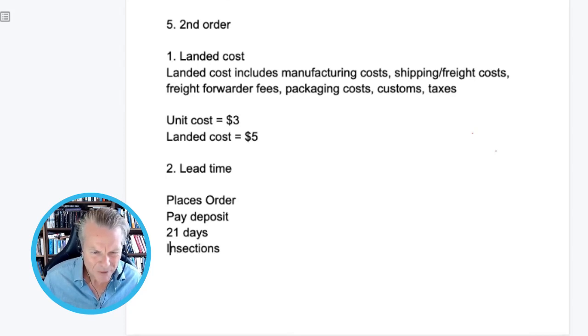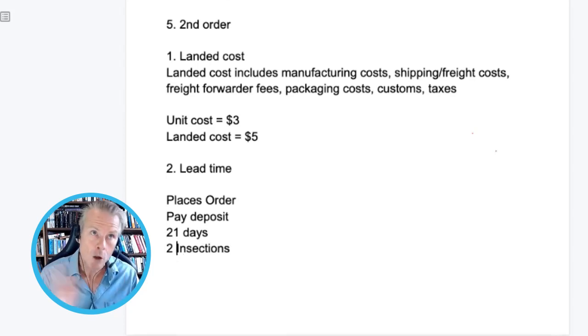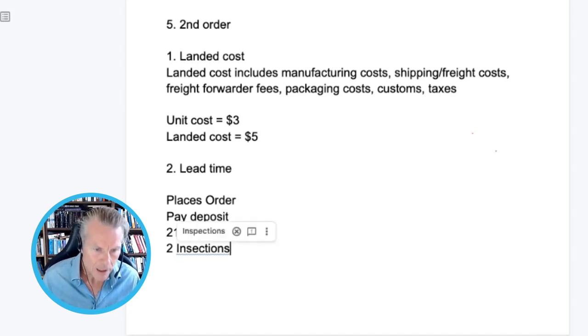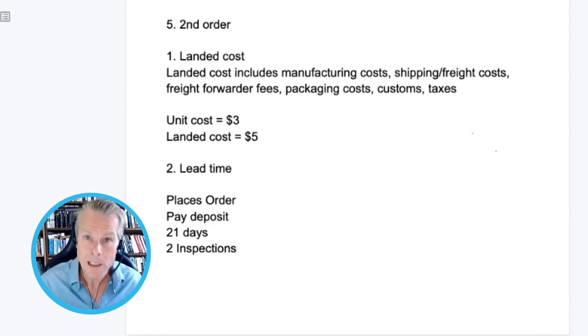So typically that's going to take, depending on who you use and also on where the factory is located, very important, about 2 days. So to get that inspection done, about 2 days, okay? All right, they've inspected it. Everybody's happy. What's next?